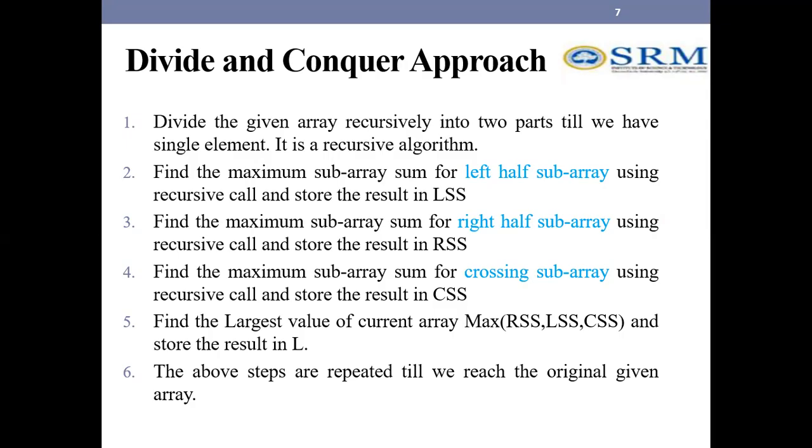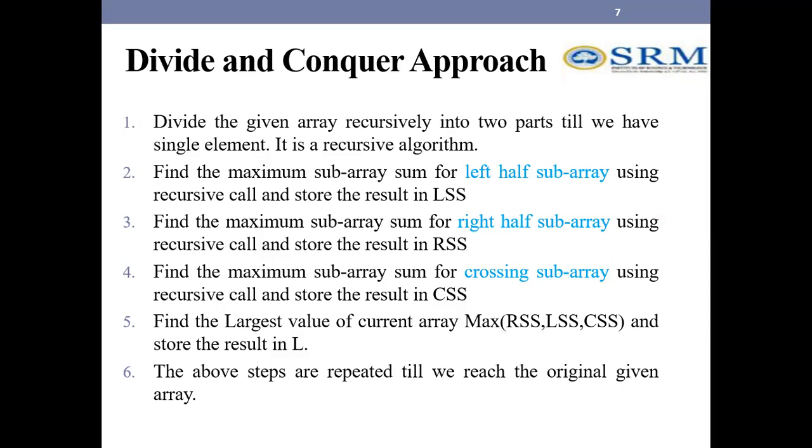And in the fifth step, we are finding the largest value of the current array, that is the max of LSS, RSS, CSS. So we find LSS, RSS, and CSS in steps 2, 3, 4. Then find the maximum of these three values. That is the largest sum for this current node. This process is repeated till we get the largest value for the root node. The root node is the final problem. So we are finding the largest value for the root node for the given array. That is the final answer.